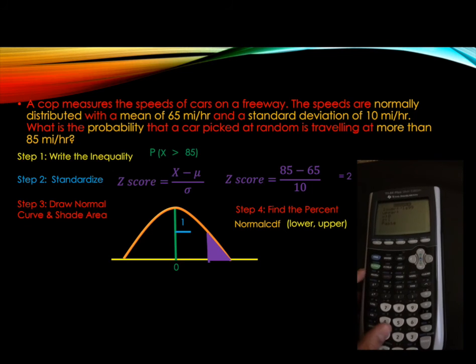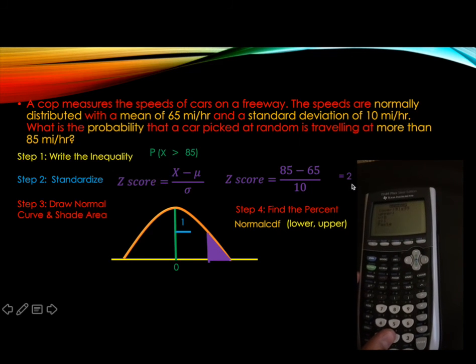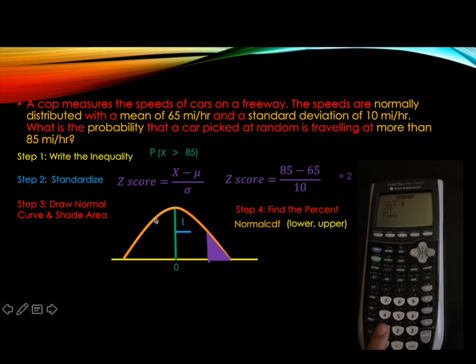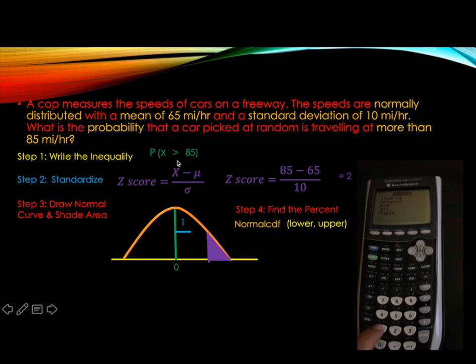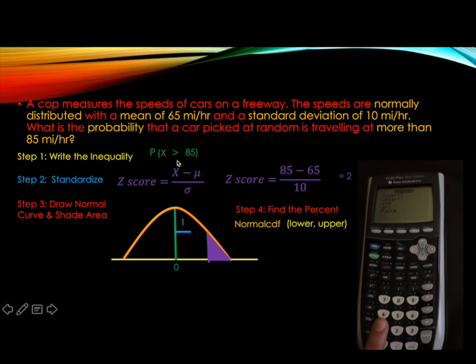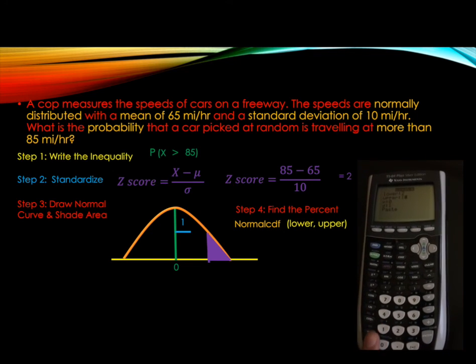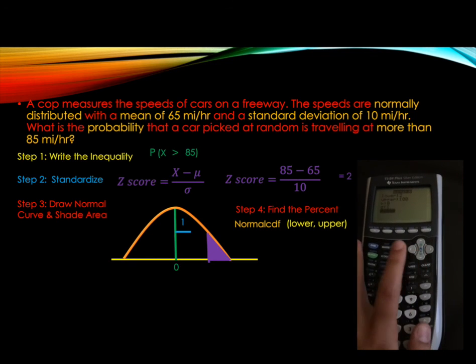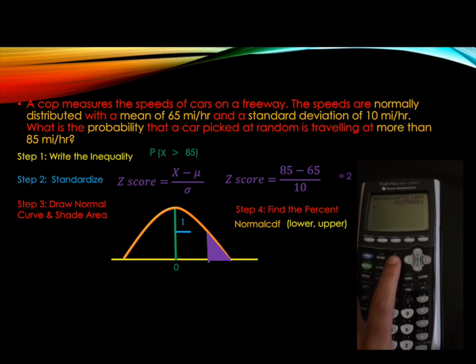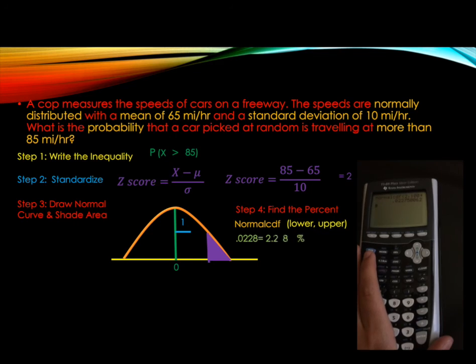When you enter the information, it is lower, comma, upper. Our lower bound in this case is our z-score, which happens to be 2. Now, our upper bound goes to infinity since it is greater than 2. So on a calculator, I usually enter large positive numbers, say 100. When I hit enter, I get this answer, which rounds to 0.0228 or 2.28%.